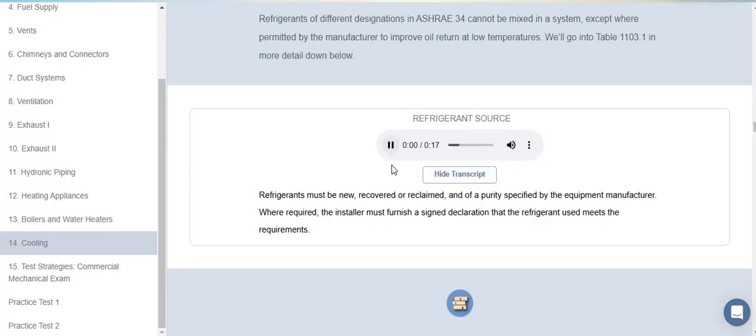Refrigerant source. Refrigerants must be new, recovered, or reclaimed, and of a purity specified by the equipment manufacturer. Where required, the installer must furnish a signed declaration that the refrigerant used meets the requirements.